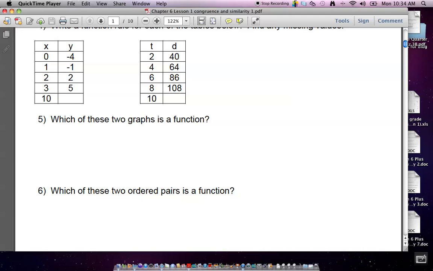If I want to write the function rule, remember, it's always going to be y equals mx plus b, where slope is also known as rate of change. And the rate of change is the change in the y over the change in the x. How much is this guy going up by? 3. What's this guy going up by? 1. So the slope is going to be the change in the y over the change in the x. That's 3 over 1.